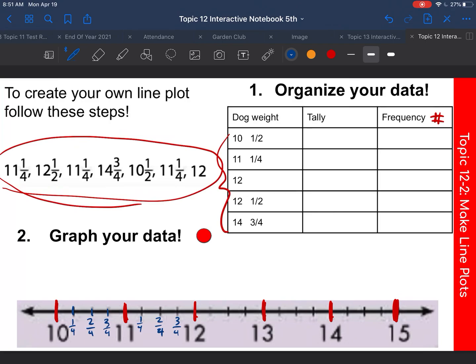All right. So graph this. This is going to be your assignment for today. Graphing all of these points on first organizing your data in a frequency table and then graphing it onto a number line. All right. If you have any questions, please let me know.